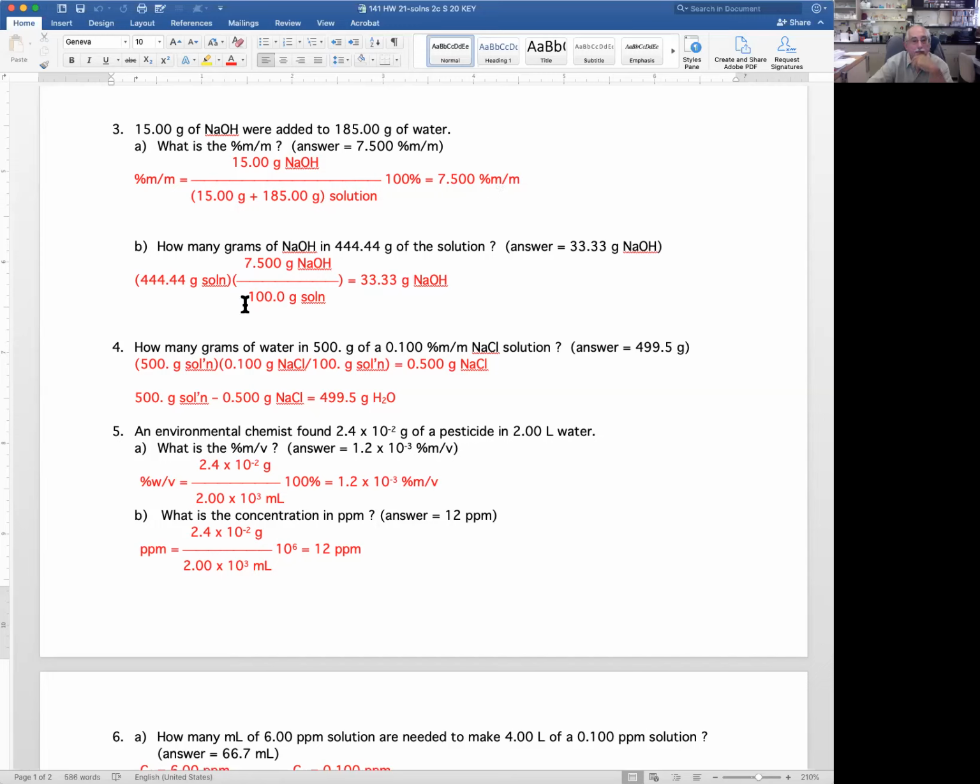And using that as a conversion factor. So how many grams of sodium hydroxide in 444 grams of the solution? So that's 444 grams of what? The solution. So I need to cancel out grams of the solution and keep grams of the solute.